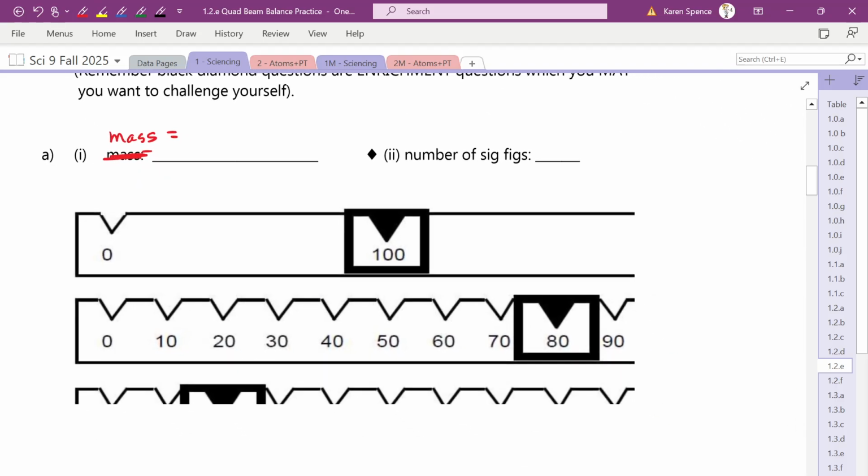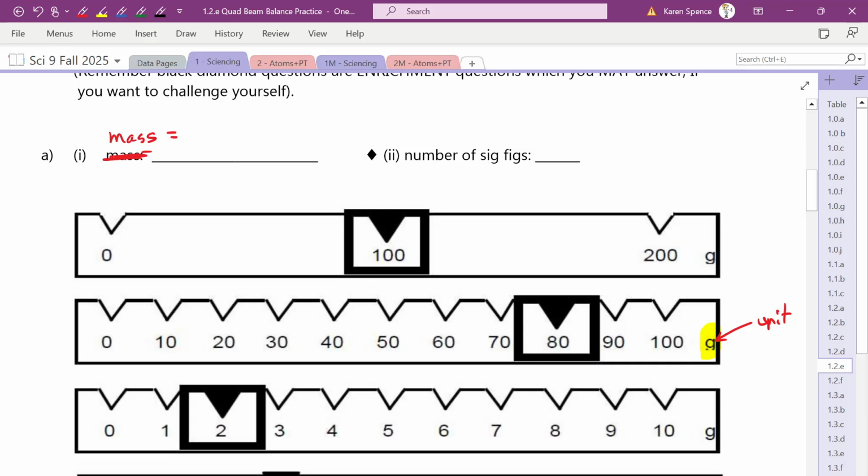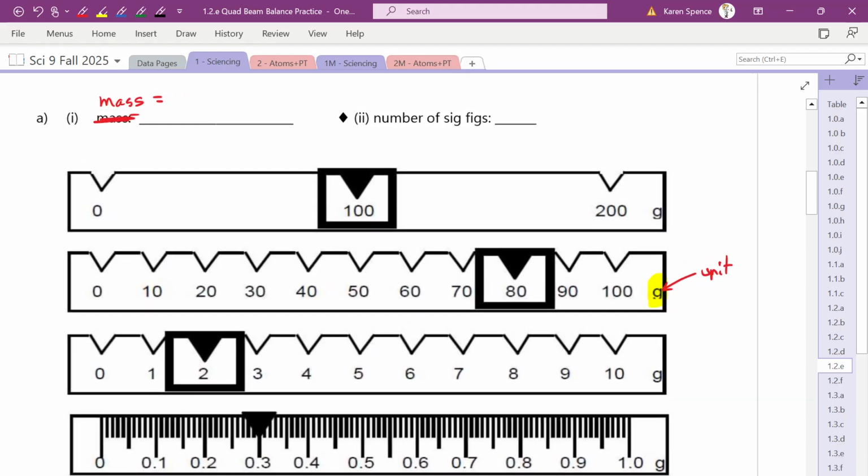And this works just like a triple beam balance, but there's more pointers to read. So in this case, what's our first number going to be? Yeah, 100. So I'm going to put a 1 for the 100. And the next one is 80. So I'm going to put 1, 8. And then the next one is a 2. Are we unsure of any of those? No, we know those for sure.